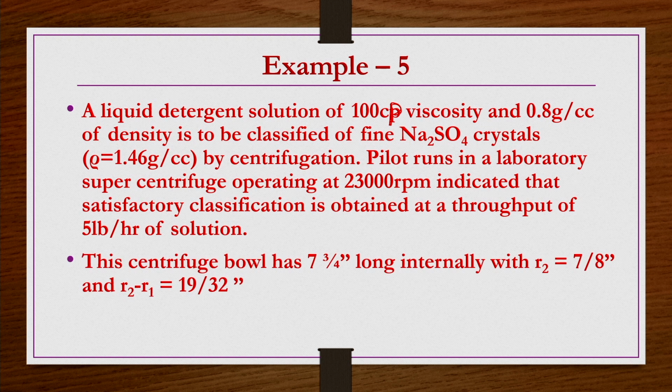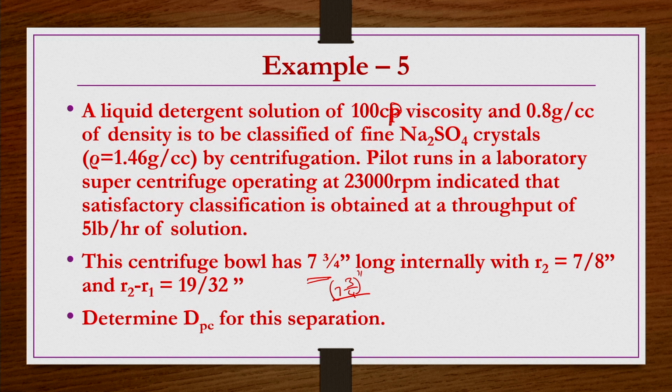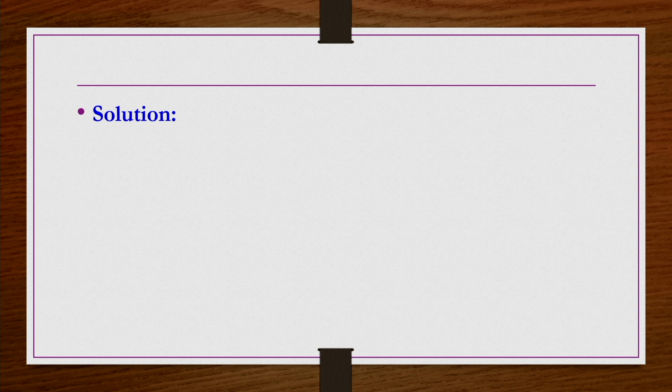This centrifuge bowl is 7 3/4 inch long internally, with R2 equal to 7/8 inch and R2 minus R1 equal to 19/32 inch. This is 7 3/4 inch, that is 31/4. Determine dPc for this separation.